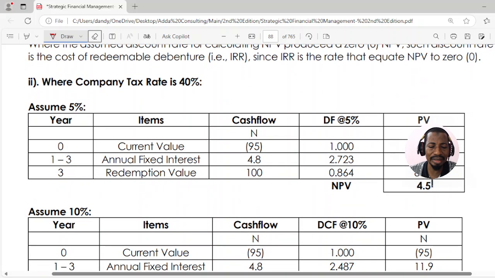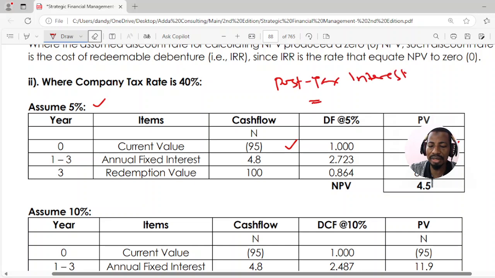Then the second part, where the company tax rate is 40%, I need to go and calculate NPV. Okay, so I assume 5%. The current market value of the debenture is still 95 ex-interest price. So that's the 95 you are seeing there. Since there is tax of 40% and the interest is 8%, I need to calculate the post-tax interest.